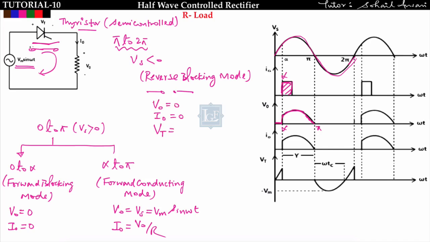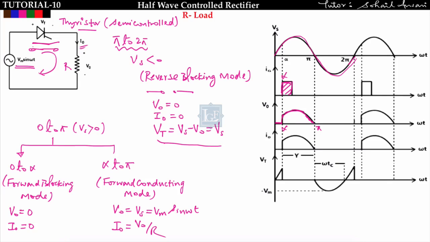For the voltage across the thyristor, apply KVL here: you will get Vs minus V naught. We know that V naught will be 0 because it is open circuited, so the output current will be 0, hence V naught, which is output current into R, will be 0. So what is the voltage across the thyristor? The voltage across the thyristor will be Vs only in this case. So from pi to 2 pi, the thyristor will go into the reverse blocking mode, we are not getting output voltage or output current, and the voltage across the thyristor is equal to the supply voltage.